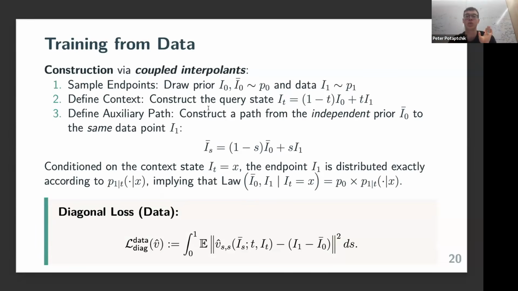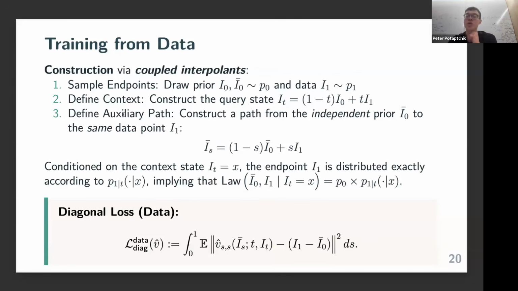We're going to consider what happens when we're just trying to train from data. First, the diagonal loss. We're going to do this by a construction using 2 coupled interpolants. First, how do we sample the context information, that X_t we had before? You're just going to construct this as you would with any interpolant. You sample an I0 from the prior distribution, the Gaussian, and an I1 data sample. Then you construct the interpolant to get IT. This is going to be my context information, just the same as before.